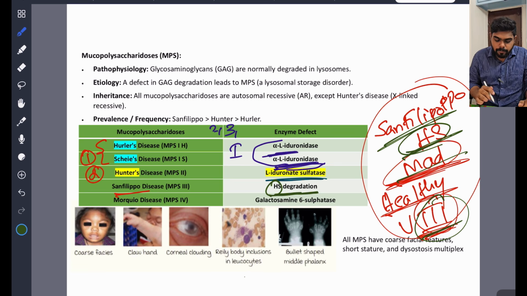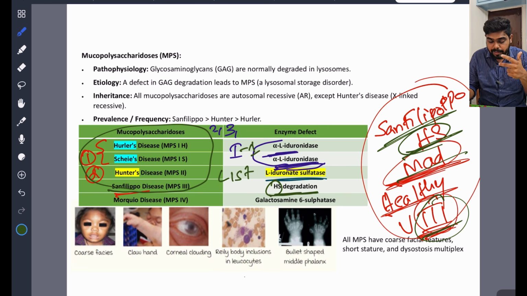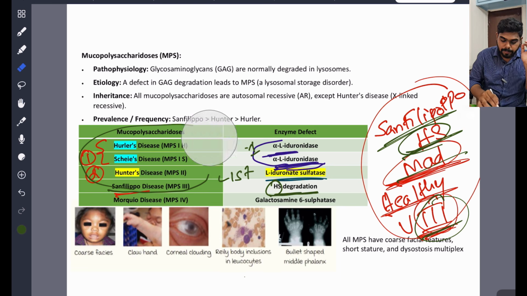Important. That's all. And Morquio disease is galactosamine 6-sulfate deficiency. You should know this part at least. MPS 1, 2, 3, this is important. I for 1, I for iduronidase, that is 1. Iduronic acid, and LIS, and Sanfilippo high school heparan sulfate HS degradation. So this is the summary I have to say, and we will see the next page and clear it.